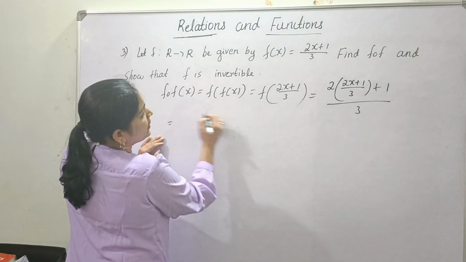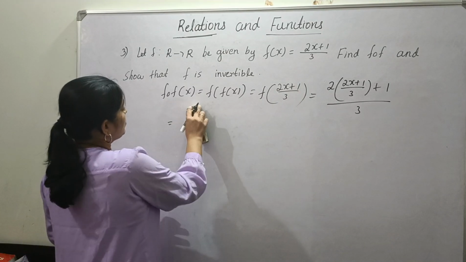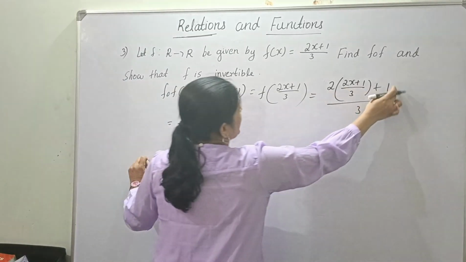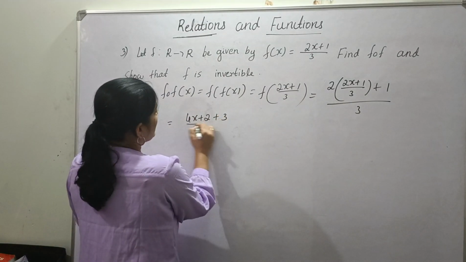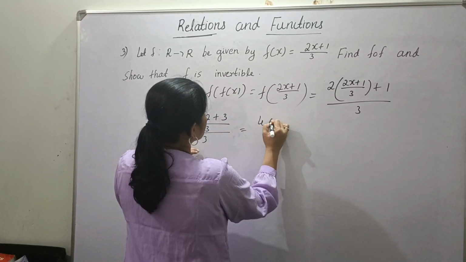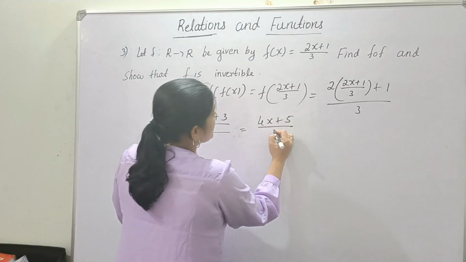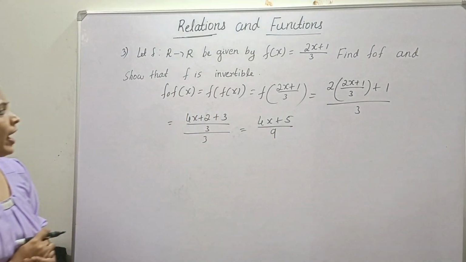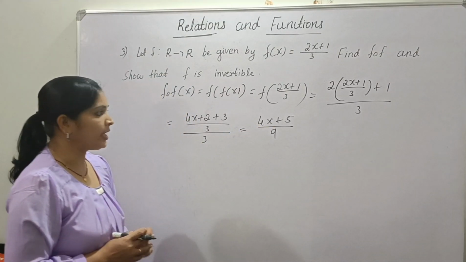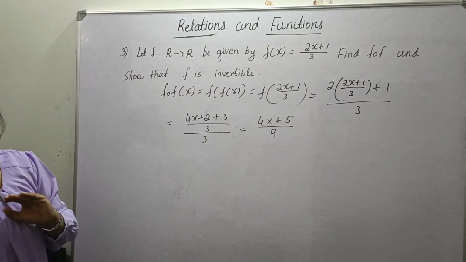Simplify. Here 2 into 2x, that is 4x plus 2, and take LCM, plus 3, divided by 3, divided by 3. That is equal to (4x + 5) divided by, this 3 will come to the denominator, that is 9. Okay. So here we have got f composite f is (4x + 5)/9.